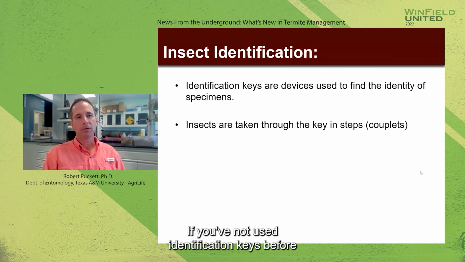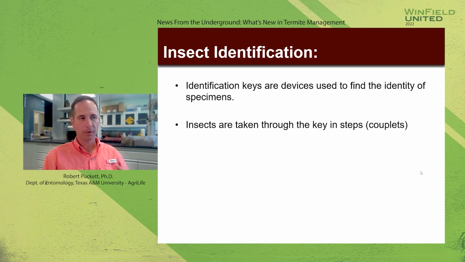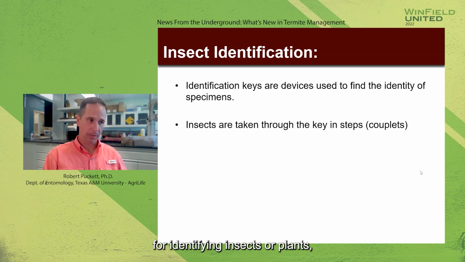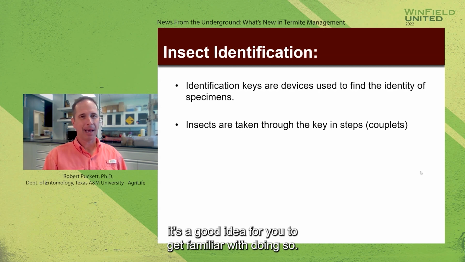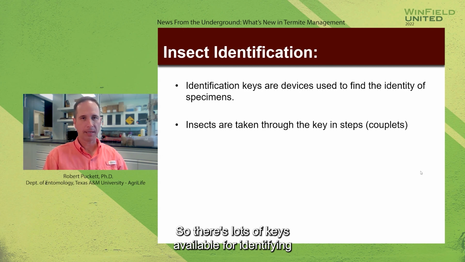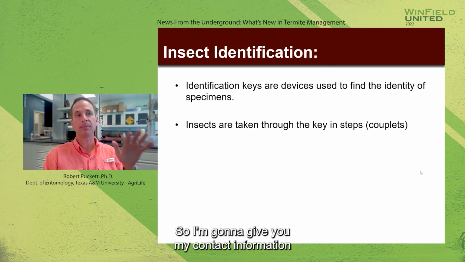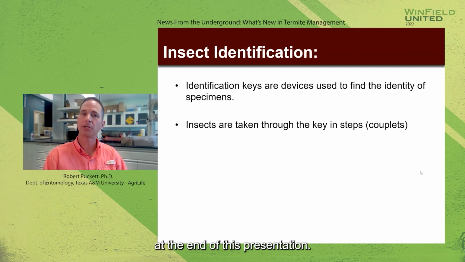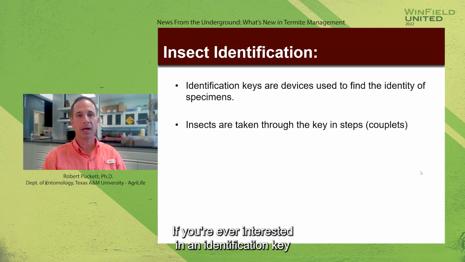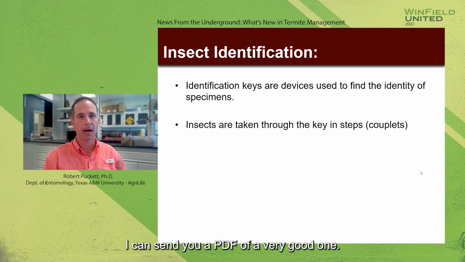If you've not used identification keys before for identifying insects or plants, it's a good idea to get familiar with doing so. There are lots of keys available for identifying different insect groups and in particular termites. I'm going to give you my contact information at the end of this presentation. If you're ever interested in an identification key for termites, I can point you in the right direction. I can send you a PDF of a very good one.